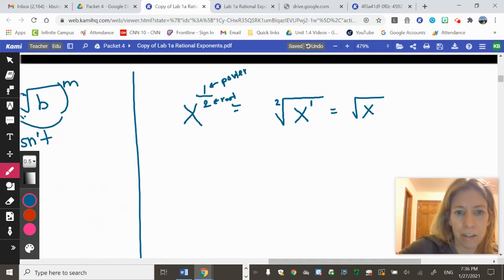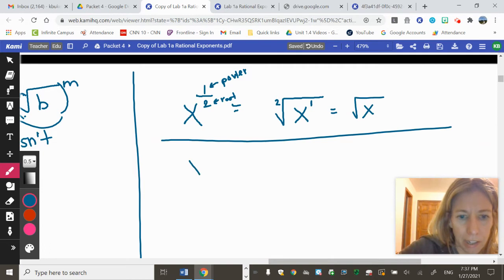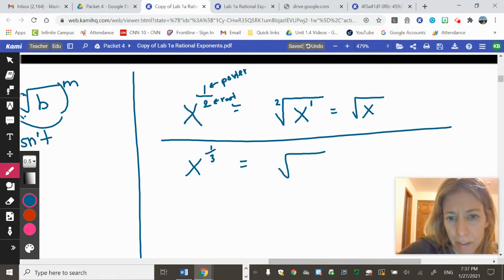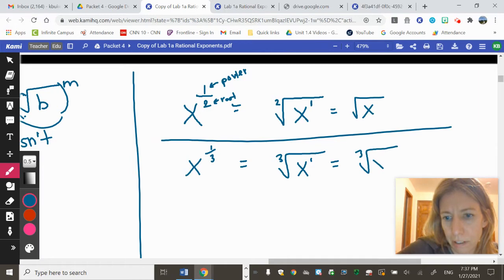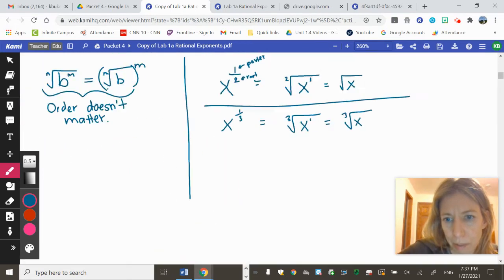Again, x to the 1/3, these are some of the more simple ones with a power of 1. The power on top is 1 and the root is 3. So x to the 1/3 is just the cube root of x, and so on. Make that look more like a 3.